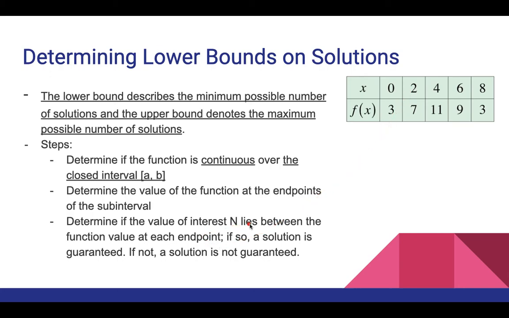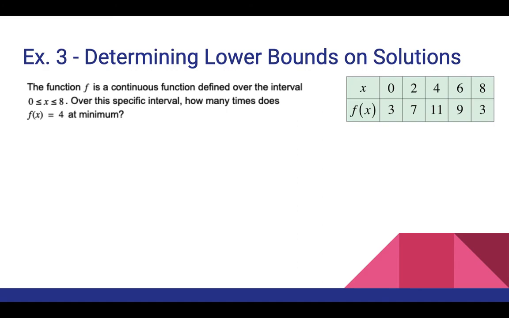We determine if the value of interest, n, lies between the function values at each endpoint of our subinterval. For example, for a first subinterval, we would see if n lies between 3 and 7. If so, a solution is guaranteed on that subinterval. If not, a solution is not guaranteed on that subinterval. So let's look at an example that deals with this table. The function f is a continuous function defined over a closed interval from 0 to 8. How many times does f of x equal 4 at minimum?